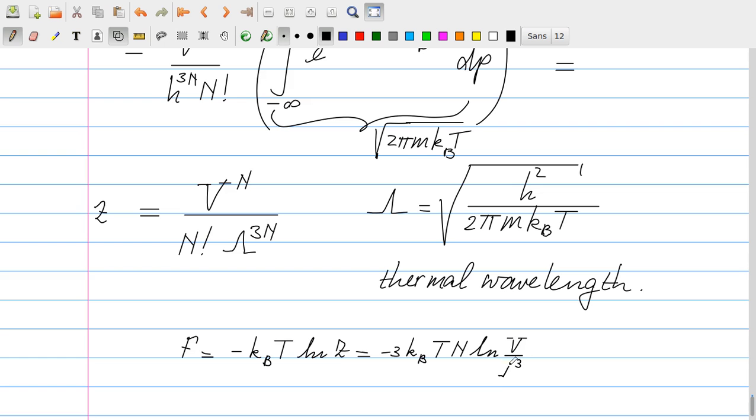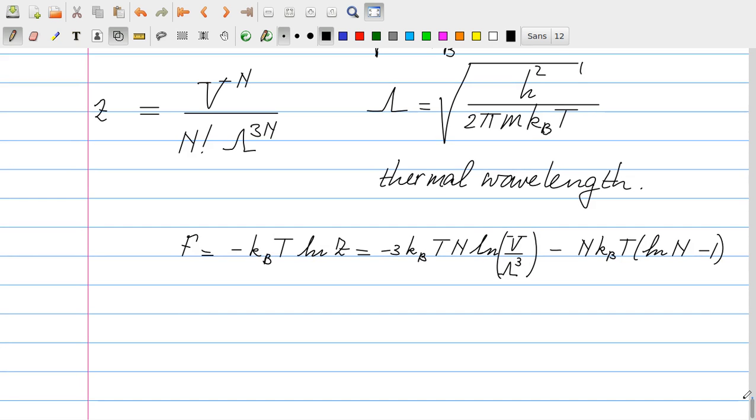Let me make that a capital lambda to keep the notation consistent. And then I have a minus n kBT times ln n minus 1. So this term derives from the Stirling formula applied to this n factorial, which holds for large particle numbers. And so this is the expression for the free energy.